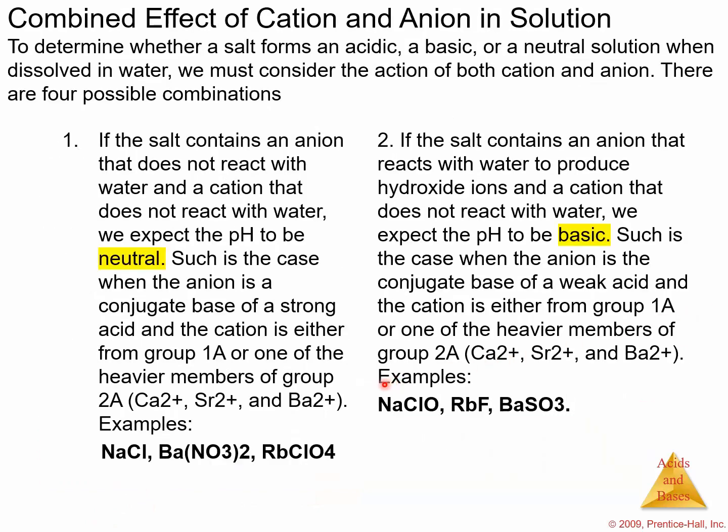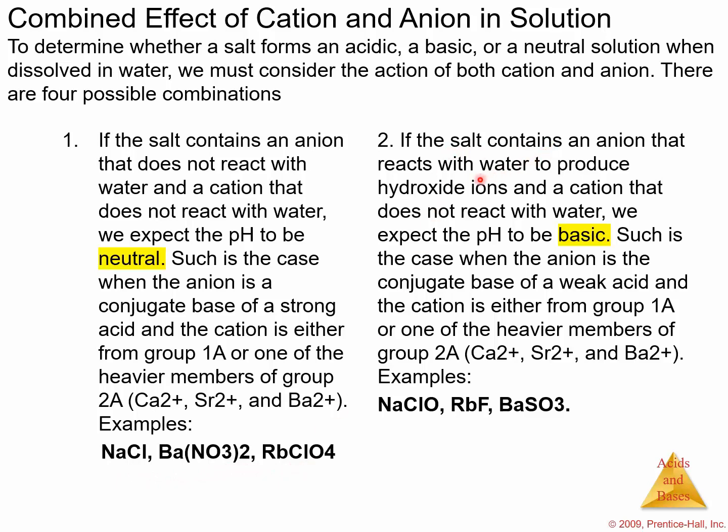Combined effect of cation and anion solution. Now, to determine whether a salt forms an acidic or a basic or a neutral solution when dissolved in water, we must consider the action of both cation and anion. There are four possible combinations. If the salt contains an anion that does not react with water and a cation that does not react with water, we expect the pH to be neutral. Examples here are NaCl, Pb(NO3)2, and RbClO4.